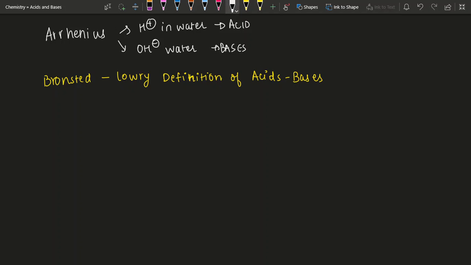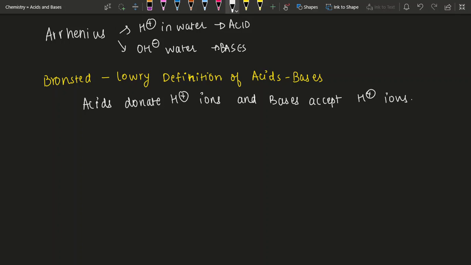And it said something really simple: acids donate H plus ions, and bases accept H plus ions. As simple as that. The Bronsted-Lowry definition doesn't make use of any solvent, it doesn't make use of water. It just says that acids are the things that donate protons, the H plus ions, and bases accept those H plus ions.